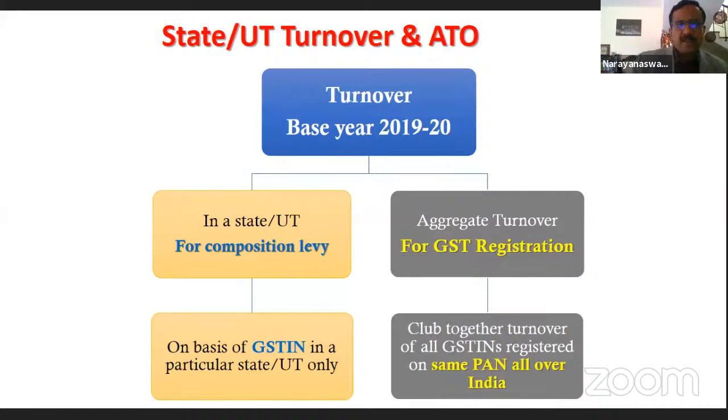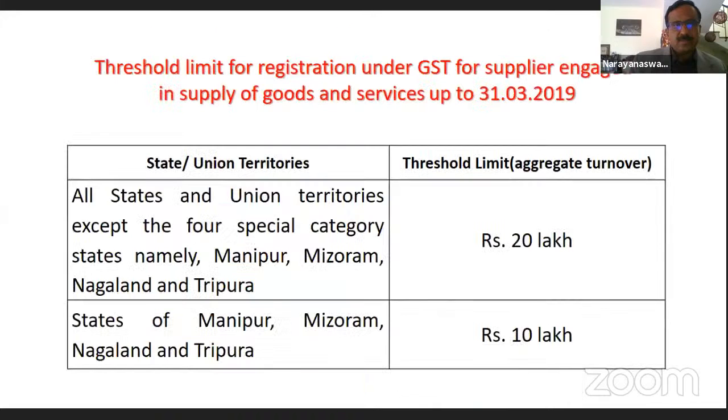That is one category. A second category is called aggregate turnover at the national level. So this is under a PAN number. I may have one unit here and in Tamil Nadu another unit and somewhere else another unit. All the values have to be included to arrive at this aggregate turnover.